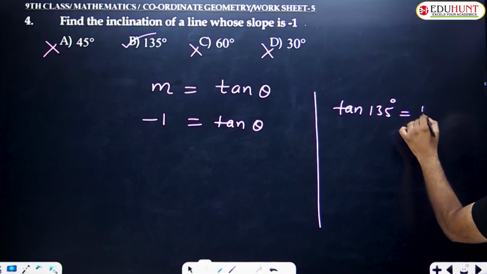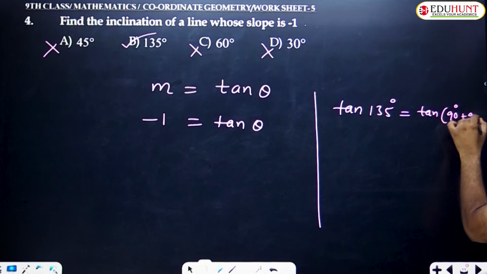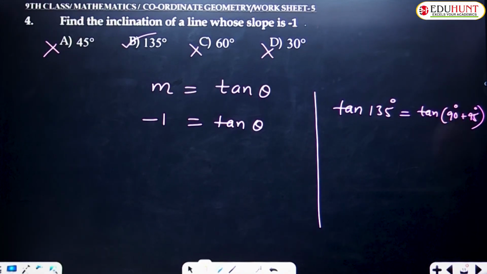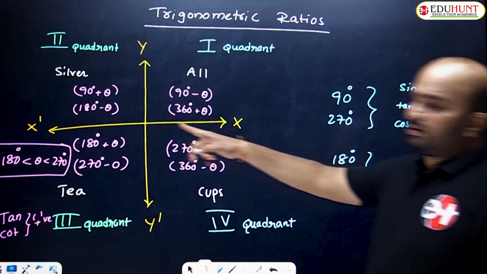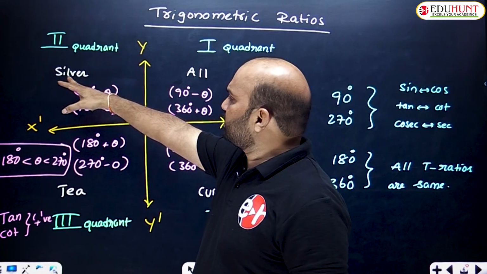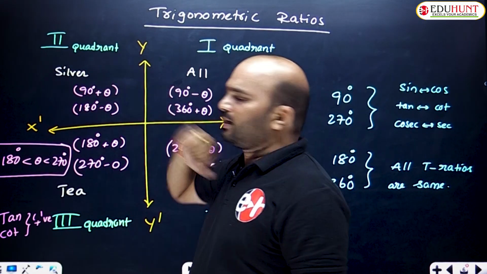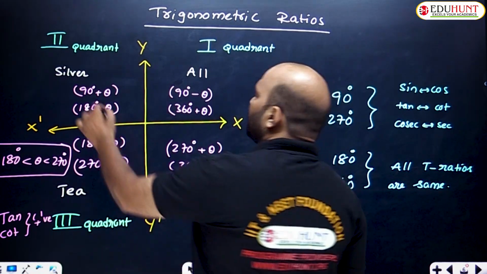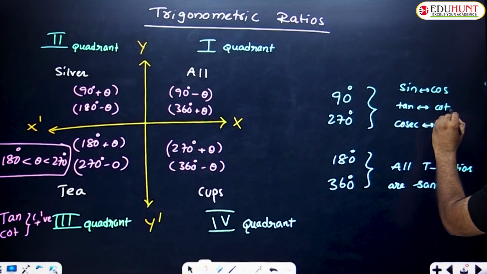So it can be written as tan of 90 degree plus 45. Am I clear? So 135 can be written as 90 degree plus 45. So 90 plus theta lies in the second quadrant. In the second quadrant, which one is positive? Sine and cosecant theta are positive, remaining all are negative. But with respect to 90 degrees, tan changes to cot.